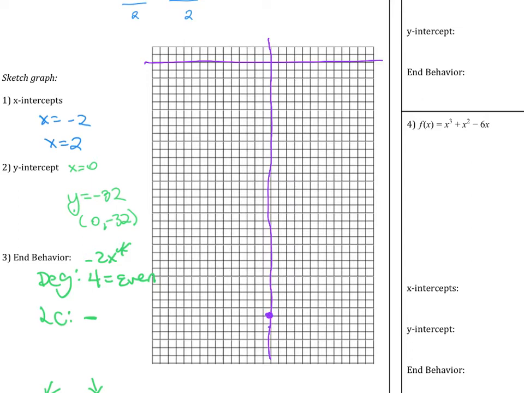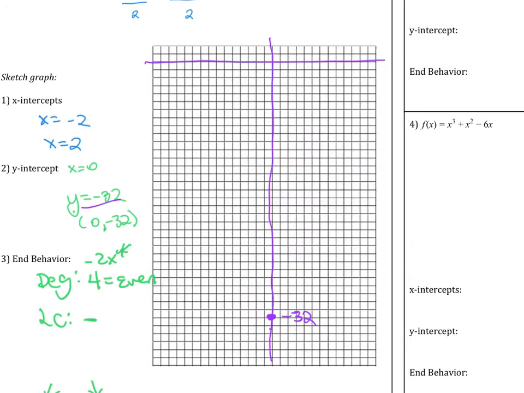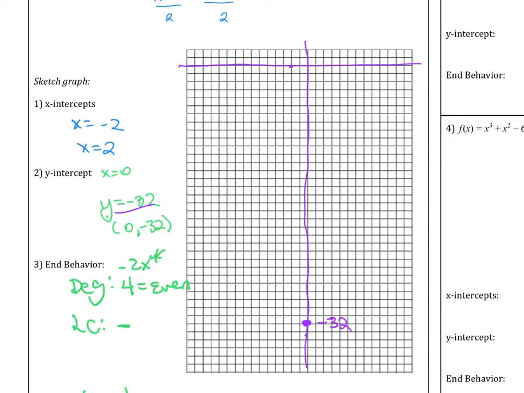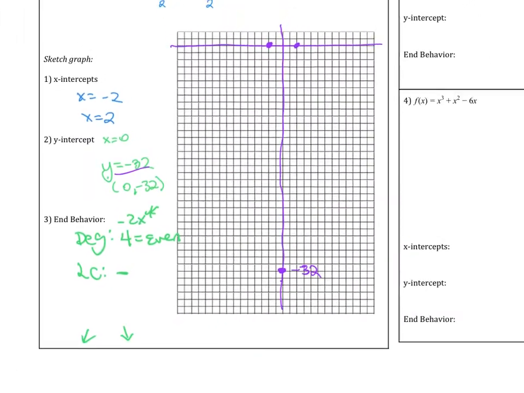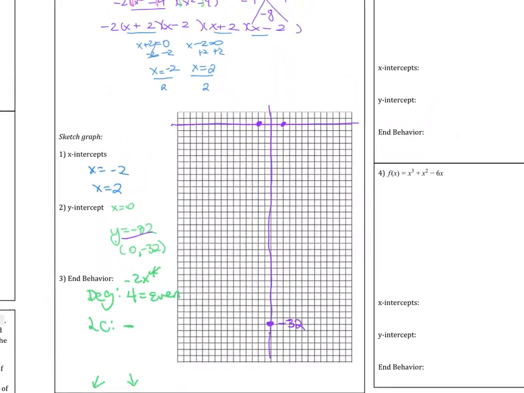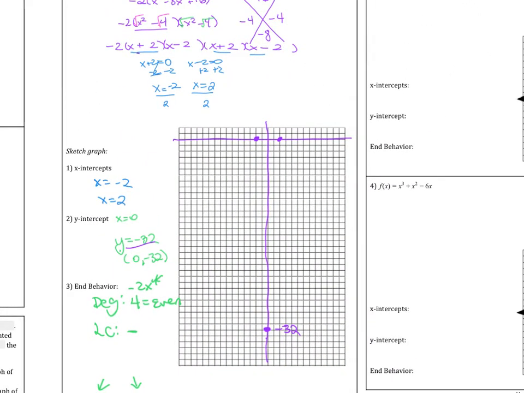Here, negative 32. So if we count, that would actually be negative 32. So that's our y-intercept at negative 32. Then we have x-intercepts at negative 2 and positive 2. And those are repeated with an even root, because it's twice, so we see those roots.